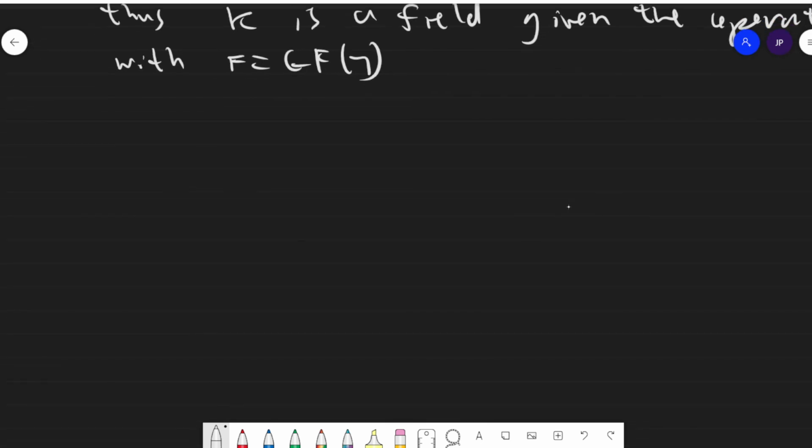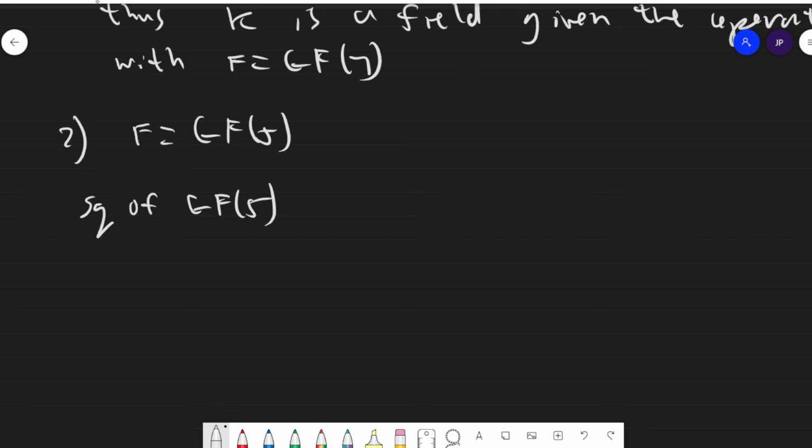For the second question, they asked, what if F equals Galois field 5? Now we might have some problems, because if we do the same as we did for Galois field 7, let's do the inverse. I'm going to take the squares of Galois field 5. For a lot of the other conditions it might hold, but we will see a contradiction or a problem with the inverse.